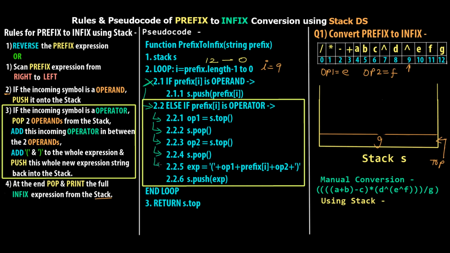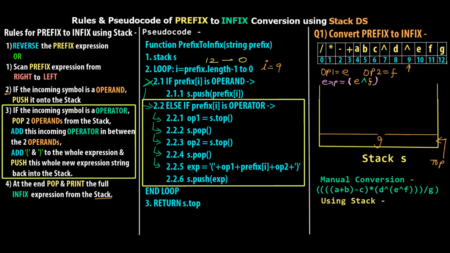Now we go to 2.2.5, we say exp is equal to, so let me write exp over here, equal to, we have opening brackets as it is. Then we say plus op1. What is op1 over here? op1 is E, remember? So let's write E over here in the expression. Then again we have plus prefix of I. What is prefix of I? Currently we are at raise to sign. So let's write raise to. Then we have plus op2. op2 is F, so let's write F. Then we have a closing bracket. So let's write closing bracket.